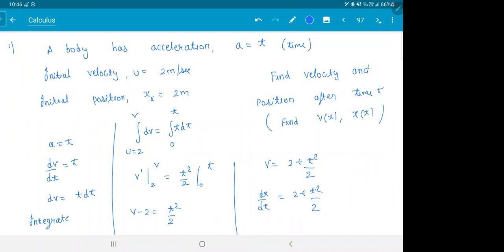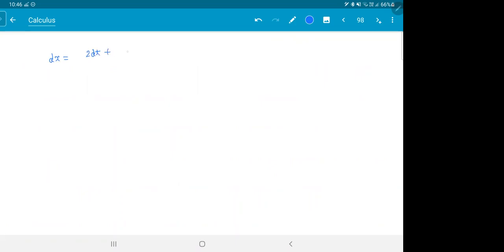Then you get dx will be 2 dt plus t square by 2 dt. Integrate. Integral dx, integral 2 dt, integral half t square dt.